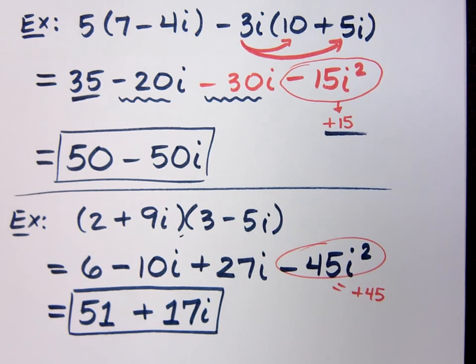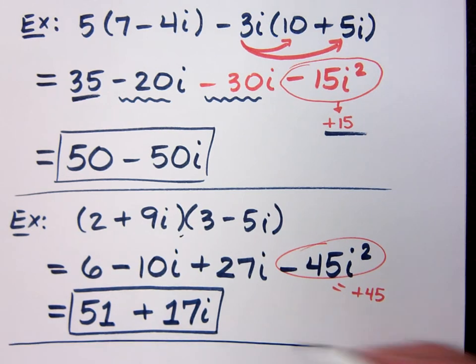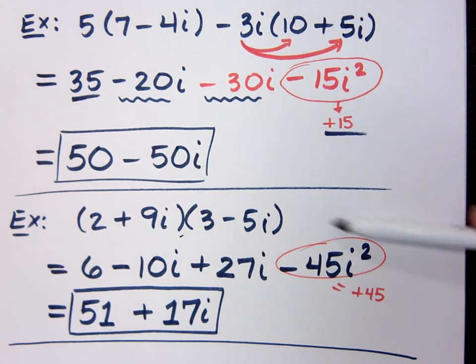What do you guys think about that? Was it that bad? No. Now, here's what you need to understand. This first step here is using techniques and properties that we learned from 0308. You have to know how to FOIL. After that, it's a matter of turning this i squared into a negative 1, which makes this term a positive 45, and then combining like terms is something that we've always done. So the only new thing here in this product is dealing with the i squared.